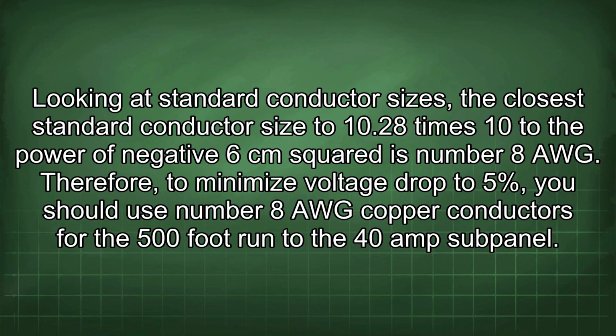Looking at standard conductor sizes, the closest standard conductor size to 10.28 times 10 to the power of -6 cm squared is number 8 AWG. Therefore, to minimize voltage drop to 5%, you should use number 8 AWG copper conductors for the 500-foot run to the 40-amp subpanel.